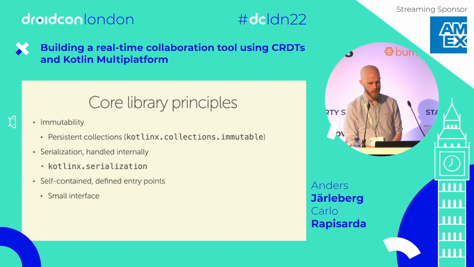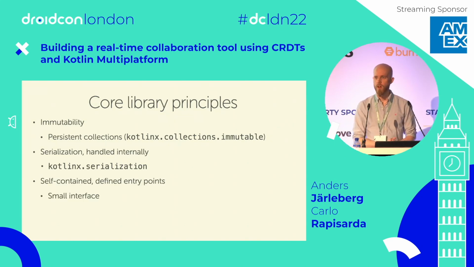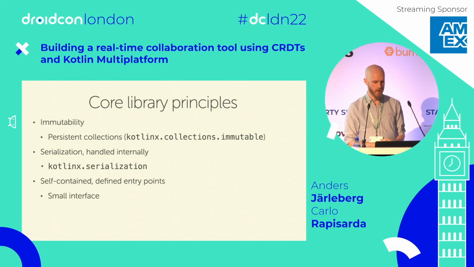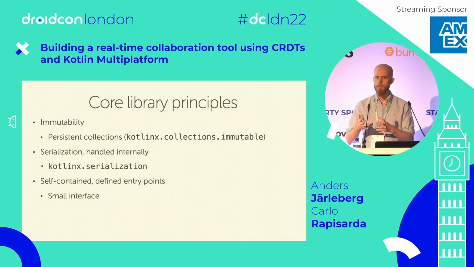And we also kept the library self-contained with well-defined entry points. So we have a fairly small interface, which I'll show you in the next slide. But basically, you tell the core, I want to do this change. The core might inform you about some events happening, like, okay, here's the new board, for example. And, by the way, here's a message for you to send to someone else.